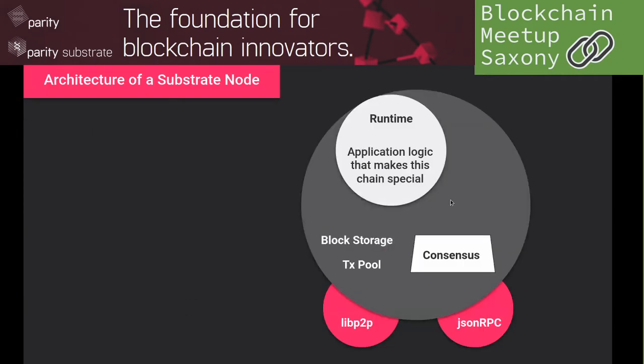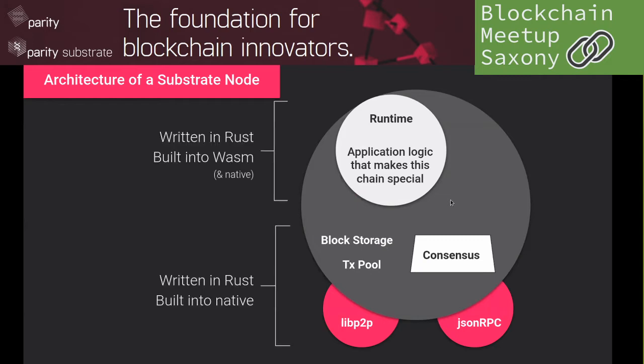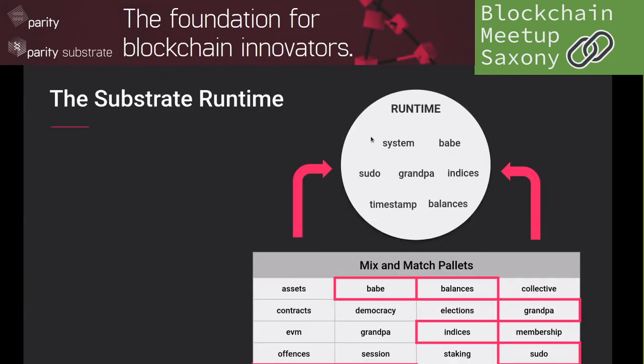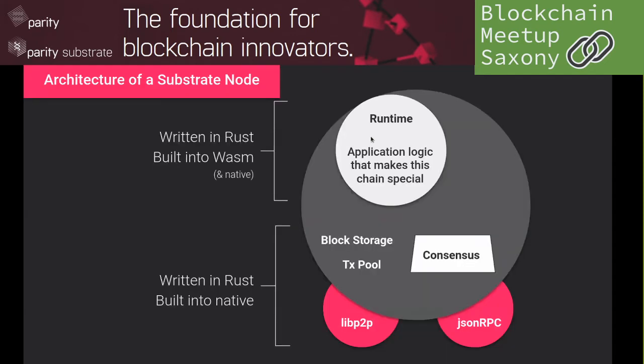Okay, right. So the next part we're going to dig into is the runtime logic, which is the part that I was saying makes your chain special. So this could be a smart contracting platform or a vehicle registration platform, or it could be a TCR, or some weird game like CryptoKitties, or really anything that you can express in Rust code. Okay, right. So let's just zoom in on that runtime bubble.